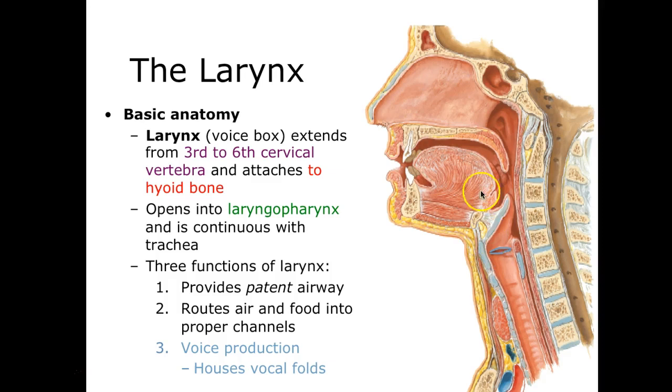We also mentioned that it connects to the hyoid bone. In this picture here is your hyoid bone. We also have openings to the laryngopharynx. There's my laryngopharynx in green, and it is continuous with our trachea below. You can see these ridges in here that are part of the trachea. The main functions of our larynx are to have a patent airway, to provide routes for air and food into proper channels, and to produce voice. In order to do that, we house our vocal folds.